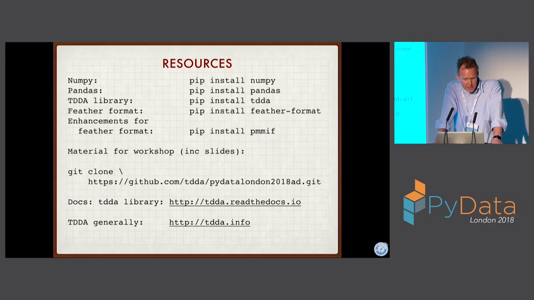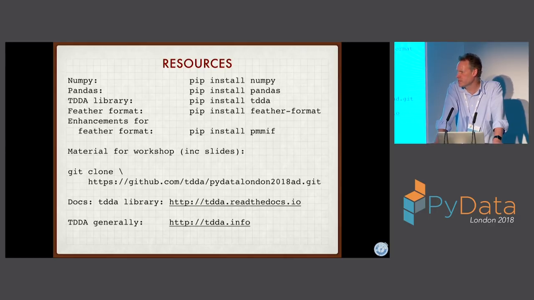You'll need the TDDA library. All of these things are available from PyPI with pip install. Obviously, there are source versions available as well. The TDDA library is available on GitHub. You'll need the feather format, which, again, you can get with pip.